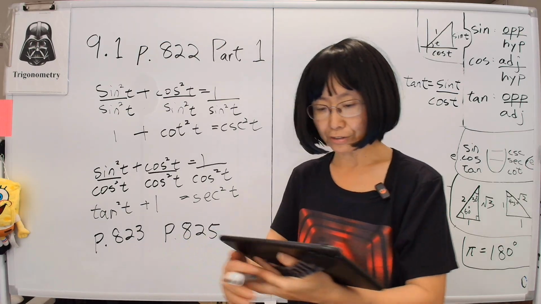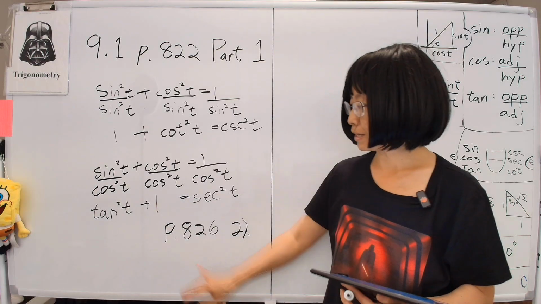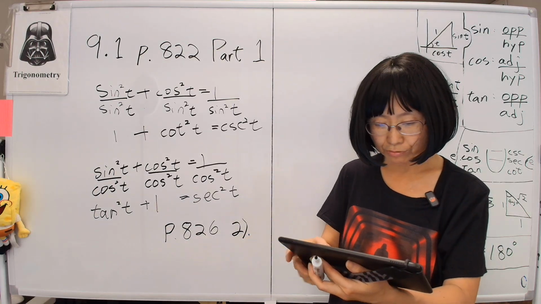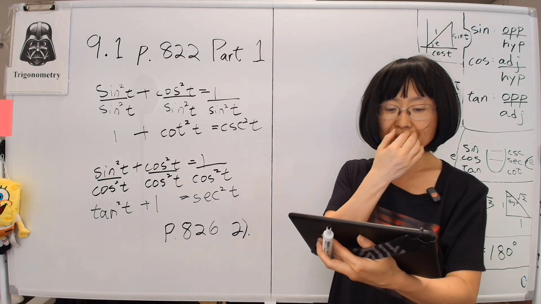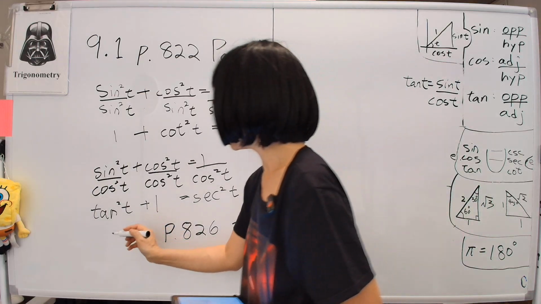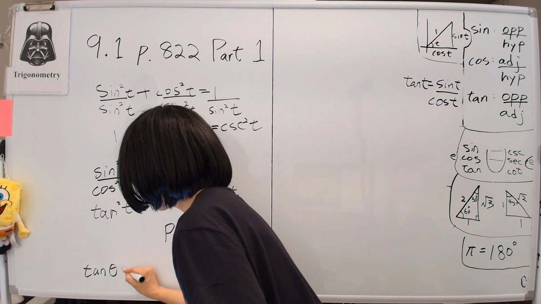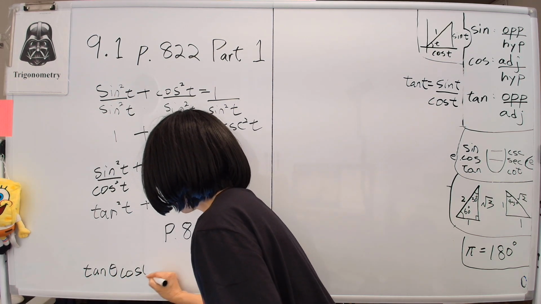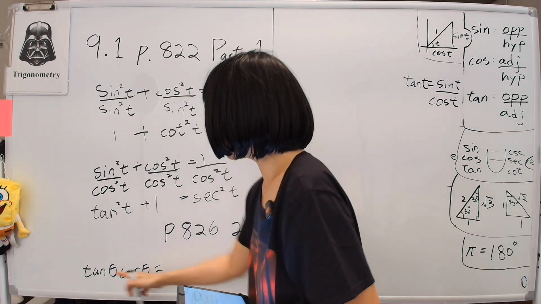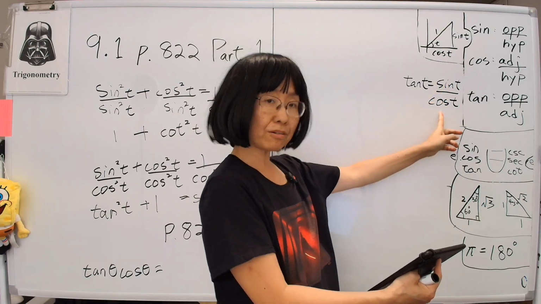That's on the following page. So let's look at page 826, example 2. We're supposed to prove that tangent theta times cosine theta equals sine theta. So let's write that down. So how do we prove that tangent theta times cosine theta equals whatever? Now tangent theta is equal to, from here, sine theta over cosine theta.